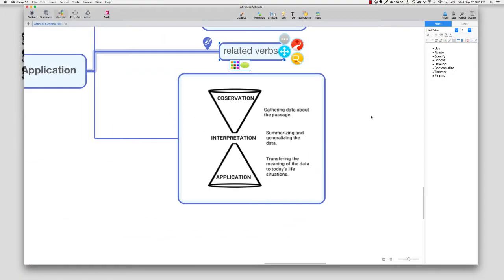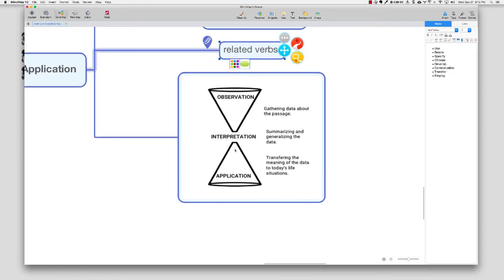So this diagram kind of explains the whole process. You can think of it as two inverted funnels. The top funnel is the observation phase, where you're gathering all kinds of details, all kinds of data about the text, about the context, etc. Then you get to the interpretive phase, and that's why you have this narrowing down, because you're synthesizing all this material and trying to narrow it down into a few principles.